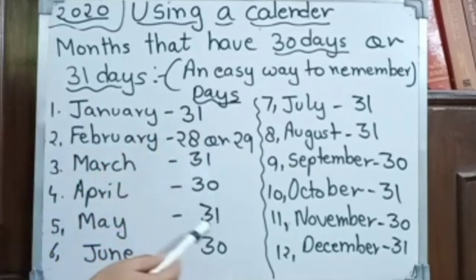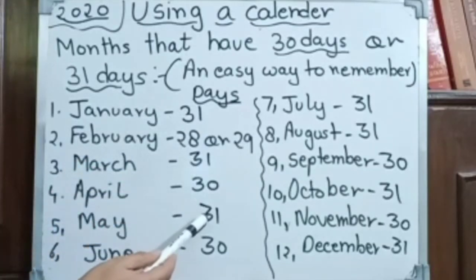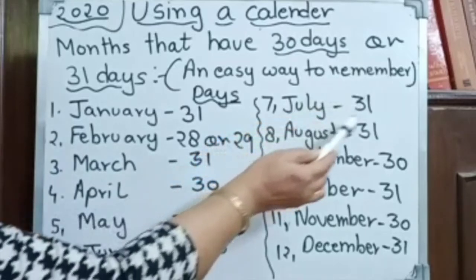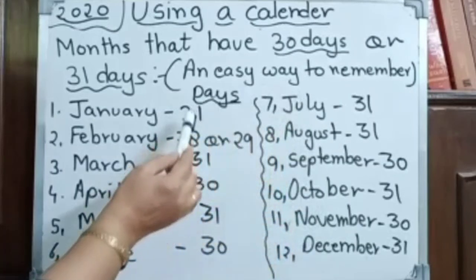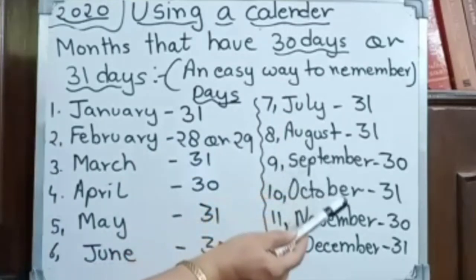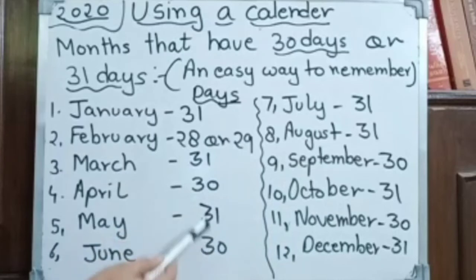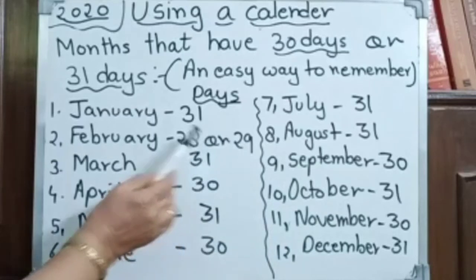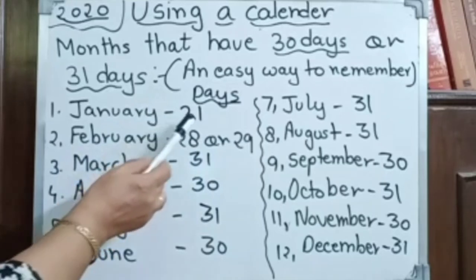Now how many months do we have 31 days? 1 January, 2 March, 3 May, July, August, October, December. Means 1, 2, 3, 4, 5, 6, 7. 7 months we have 31 days. And then 30 days: April, June, September, November. Means 1, 2, 3, 4. 4 months we have 30 days, and 1 month here, 5. 7 plus 5, we have 12 months in a year. So this is a very easy way to find out the days of the month.